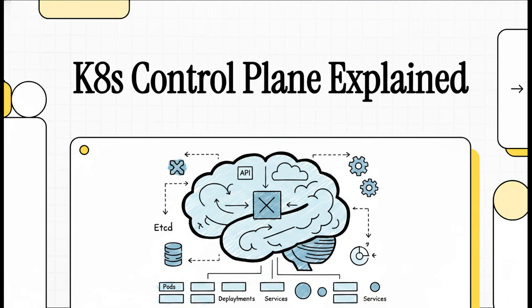Today, we're unpacking a really fantastic breakdown from the 150 Cloud Architecture series. Right, and if you're just starting to learn Kubernetes, you're probably completely obsessed with pods, deployments, and services, because that's where your code actually lives. But today, we're looking behind the curtain at the true brain of the operation, the control plane.